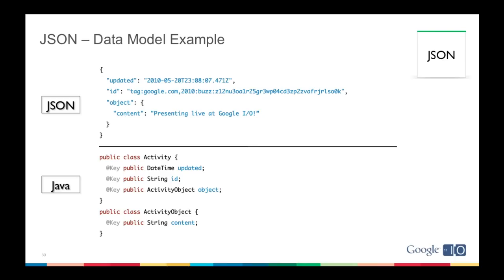OK, so here's an example of the JSON model. I won't go into a lot of detail on it. It's hopefully pretty self-explanatory. You've got an updated key and an ID key that map to updated and ID fields. DateTime is something that's part of the Java library. It just represents dates. You've got objects within objects. The key here is the @Key annotation. That's what tells the library to preserve that in the JSON.